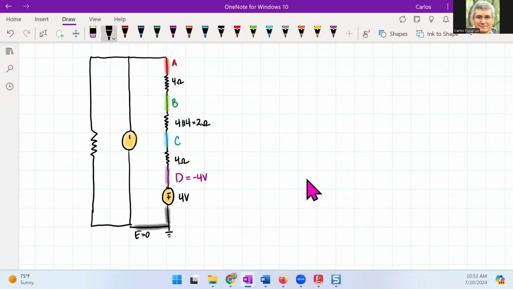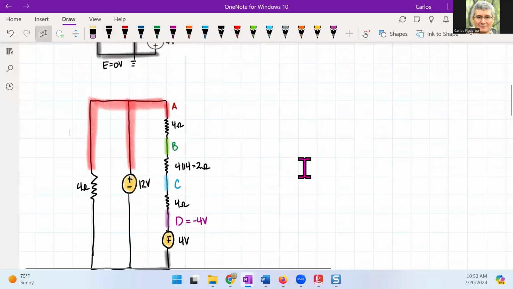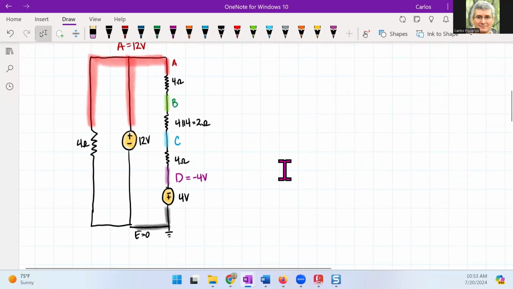So now I can write this as 12, oops, not 2 volts, 12 volts. And this guy is the 4 ohm. So now color coding everything again. You can see that up here, I still have my A node, which is 12 volts. And then down here, I'm going to have my ground.